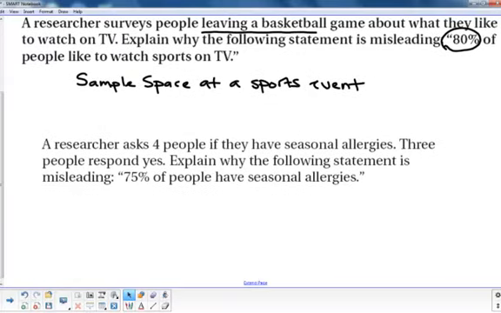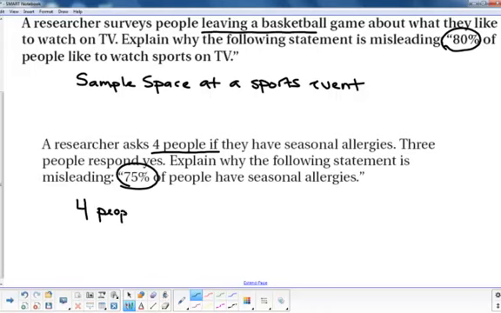And then researchers asked 4 people if they have seasonal allergies. 3 responded yes. And then the data says 75% of people have seasonal allergies. Well, you've only asked 4 people in your sample space. So if your sample space was bigger, like 100 people, probably that data would be a little bit different than 75%.